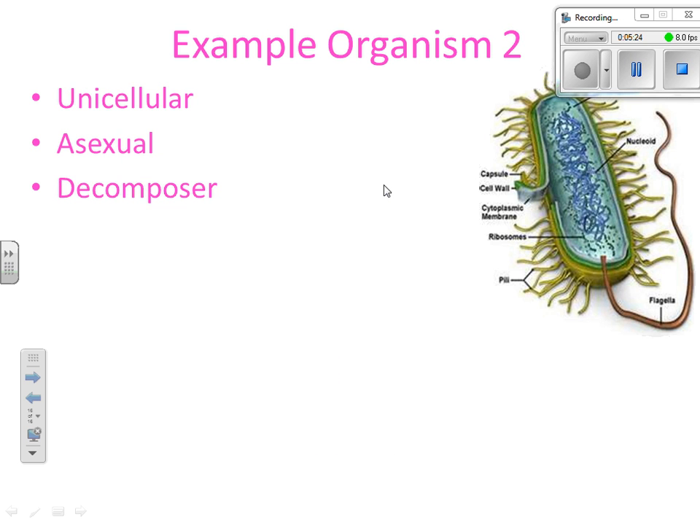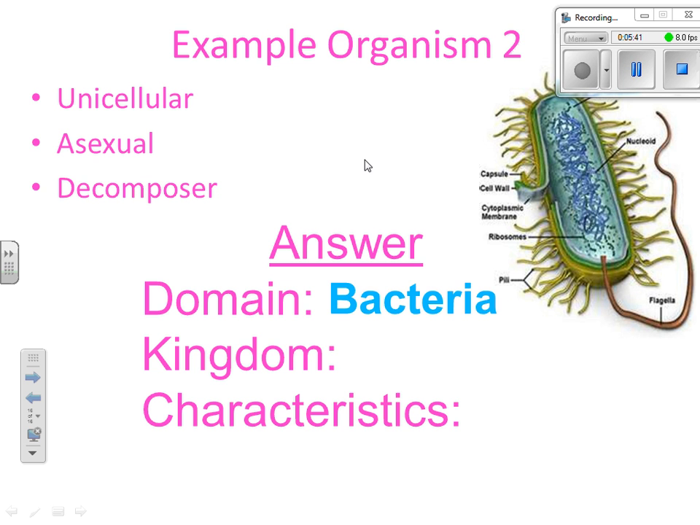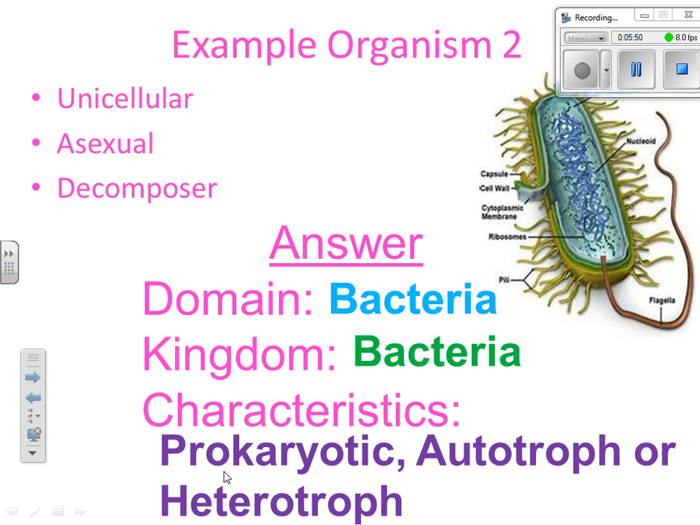Let's try another one. This example organism, there's a picture over here. Notice that there's not a separate nucleus, so I'm thinking it's prokaryotic. Let's check the other characteristics. It's unicellular, asexual, and it's also a decomposer. So that's going to fit into the domain bacteria, the kingdom bacteria, and for the missing characteristics, yep, we were right, it's prokaryotic, and it can be autotrophic or heterotrophic.